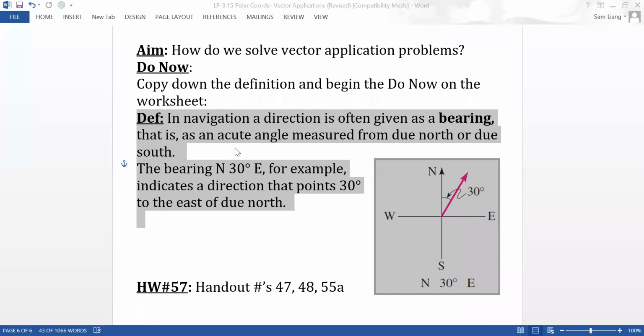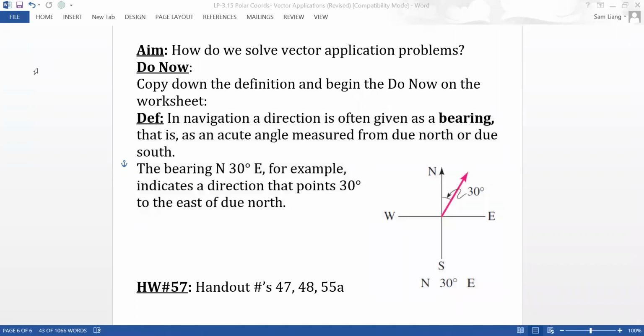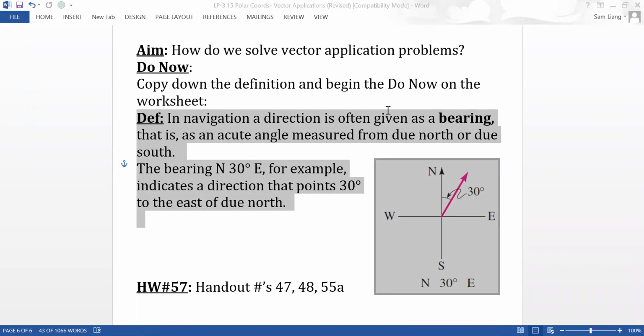In navigation, a direction is often given a bearing, that is, as an acute angle measured from due north or due south. The bearing north 30 degrees east, for example, indicates a direction that points 30 degrees to the east of due north. All right, thank you for that.